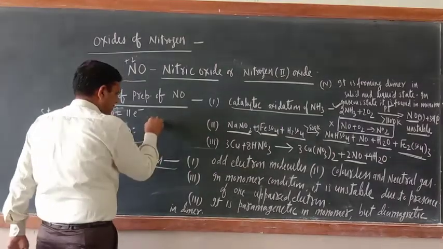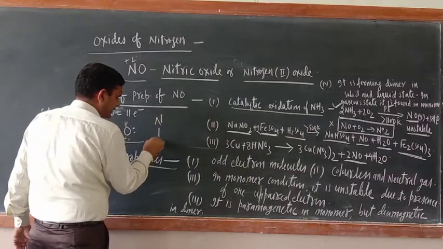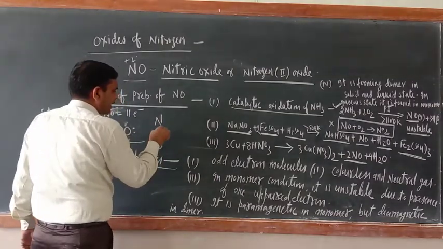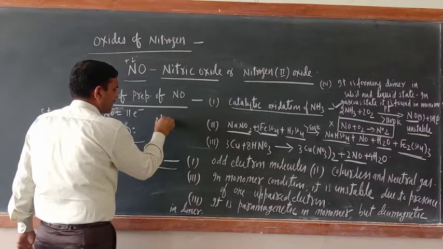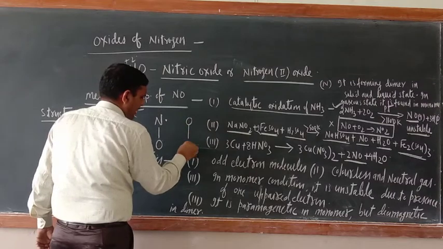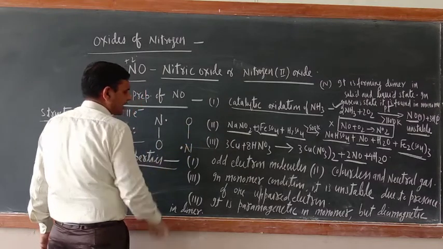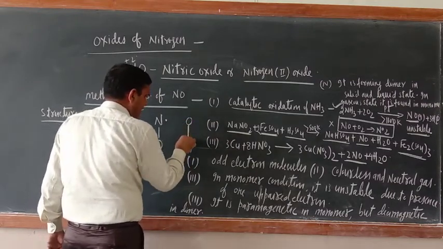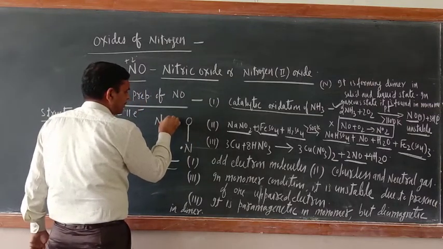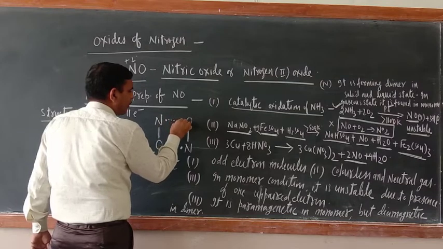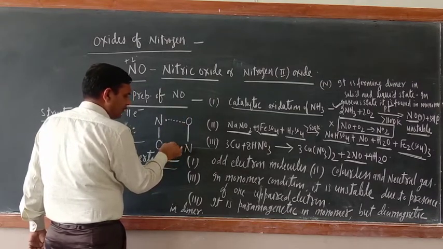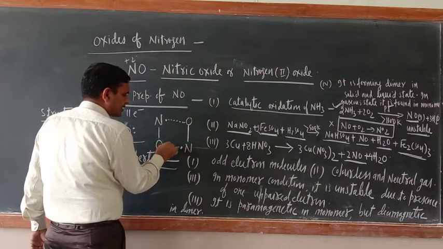Just see, this is the structure of N single bond O. Here at nitrogen one unpaired electron is there. Now make another structure, O N. Here also one unpaired electron is there with the nitrogen. Now this electron will form a loose bond with this oxygen, and this electron will also form a loose bond with this oxygen.